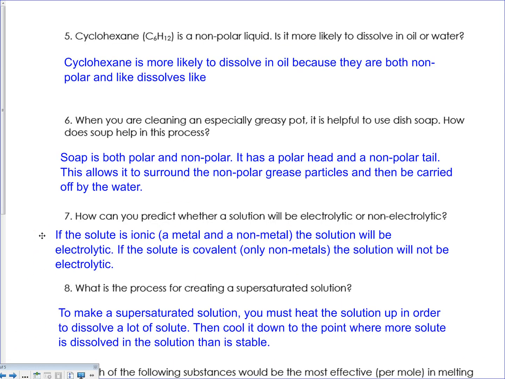For the cyclohexane question, again, this is just going with that like dissolves like. Cyclohexane's nonpolar, oil is nonpolar, so those are going to mix together.